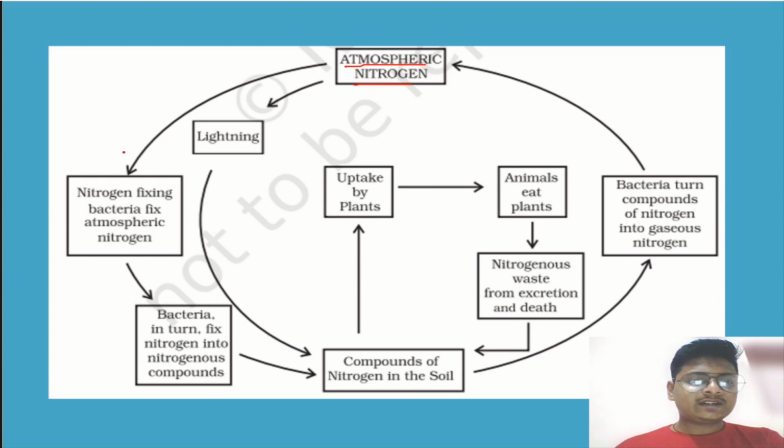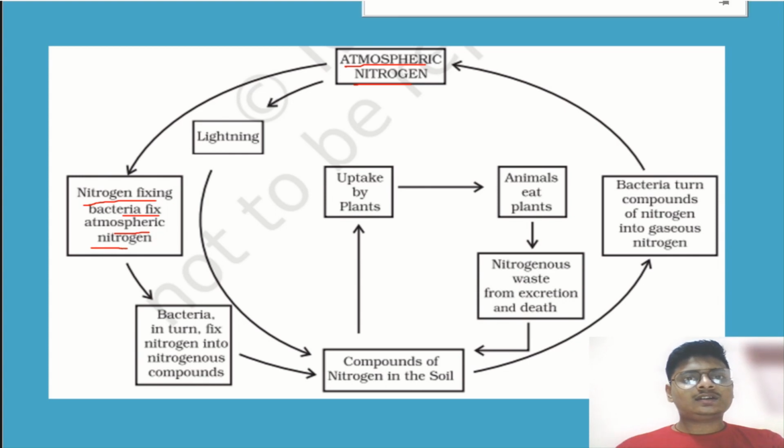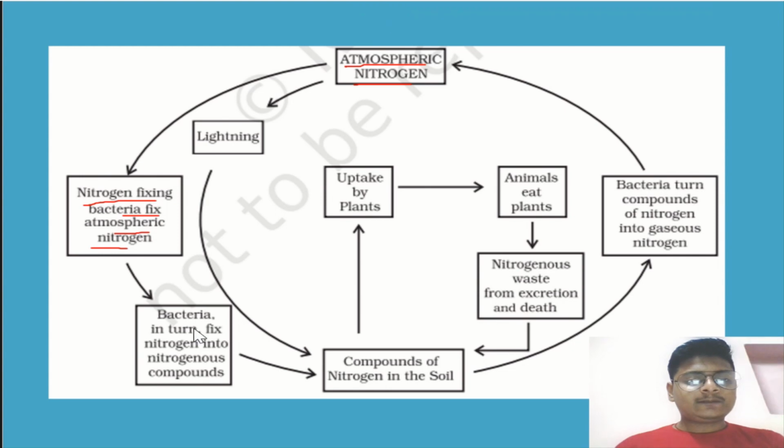In this atmospheric nitrogen, first nitrogen fixing bacteria fix atmospheric nitrogen. So Rhizobium will be fixing the nitrogen. After that the bacteria will turn and fix the nitrogen into nitrogenous compounds. After that it will move to the compounds of nitrogen in the soil. After that the bacteria will turn the compounds of nitrogen into gaseous nitrogen, and then it will again convert this into atmospheric nitrogen. This is the one cycle.